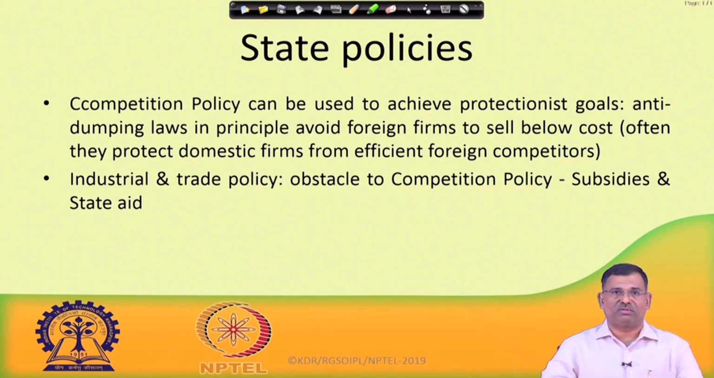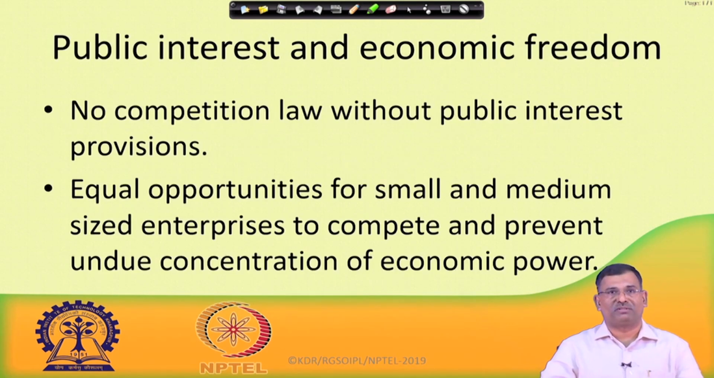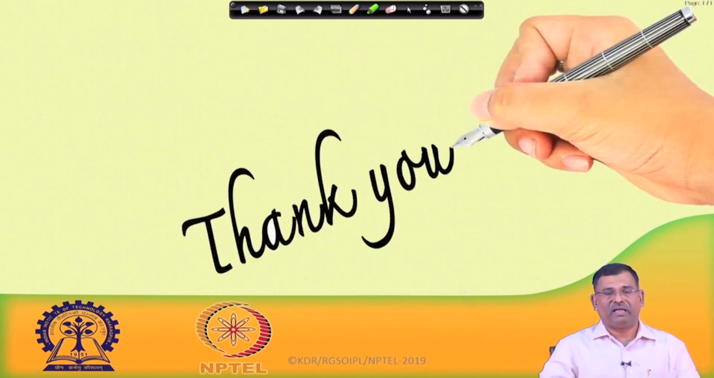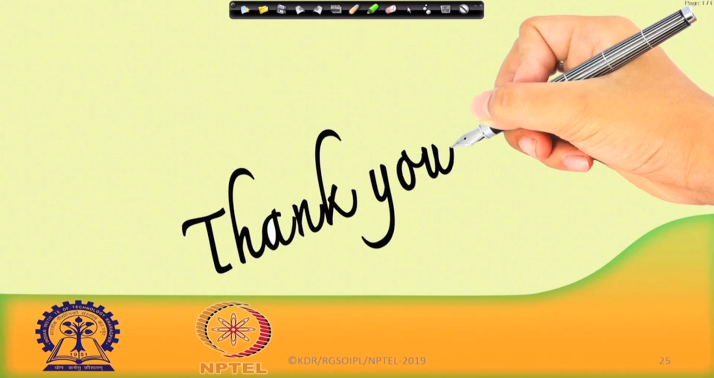So, trade law should not be an obstacle to the competition policy and the competition law in the countries. As we already talked about, public interest and economic freedom are important. Without public interest, no competition law is required. There must be equal opportunities for small businesses, medium businesses and big businesses. That is the ideal scenario which can be created in the market. So, I hope that the concept of competition is very clear. The ultimate objective is the achievement of welfare of the market and welfare of the consumers.